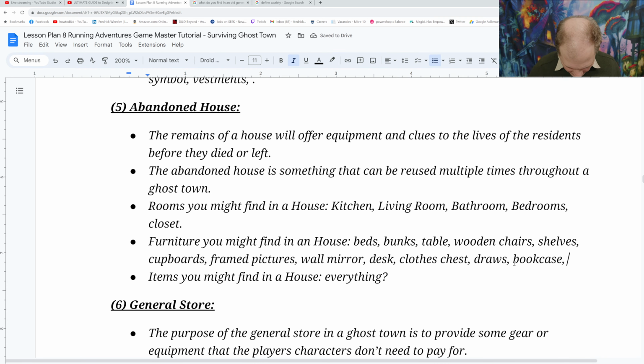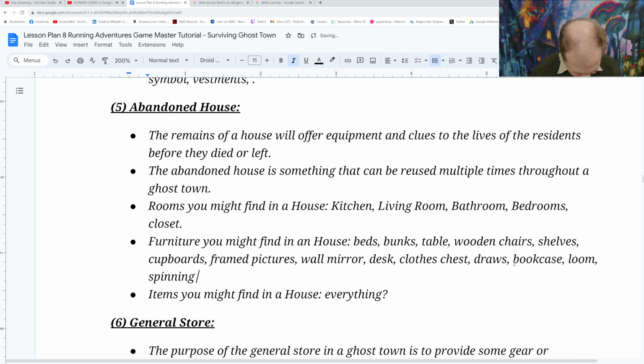I'm going to put loom and spinning wheel. I don't know about you, but as I was growing up, there was always a spinning wheel in the house because my mum was always spinning wool. That may not be standard, but I feel like if you wanted wool, you made your own wool. You didn't go and buy wool. So yes, that's a very common thing for me to deal with.